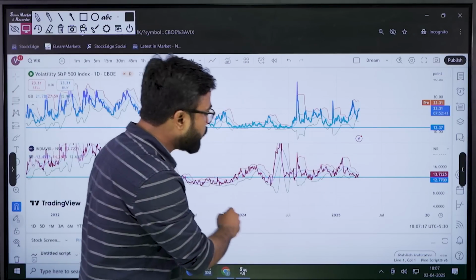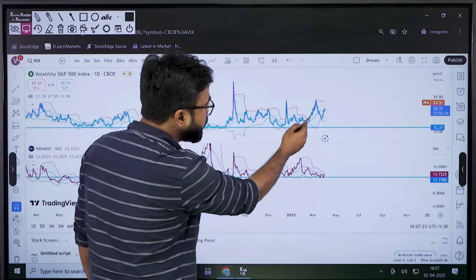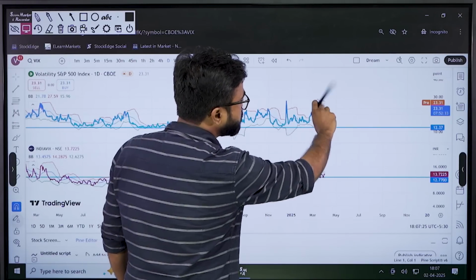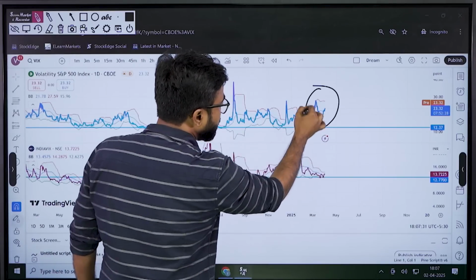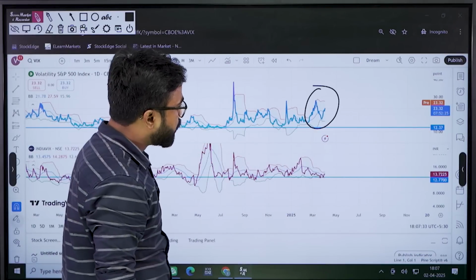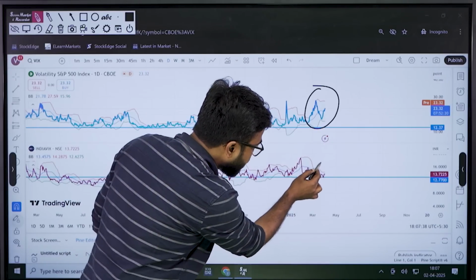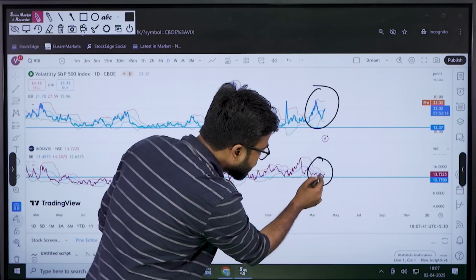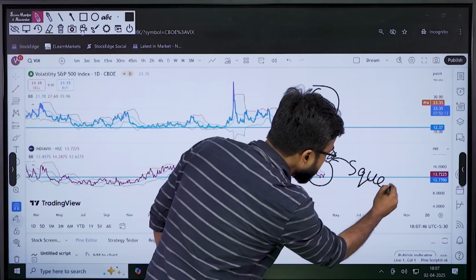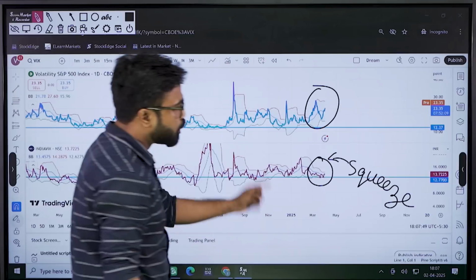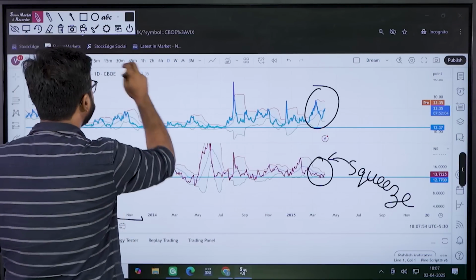Now look at the Bollinger Band. Here in US VIX, the Bollinger Band is basically in a spart. You can see the pattern in Bollinger Band over US VIX is spart, right? On the other hand, in India VIX, you can see it's a squeeze pattern. It's a squeeze pattern, correct? Now, let me just zoom out further.